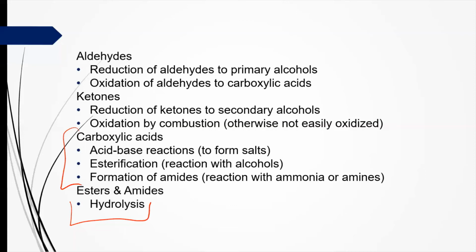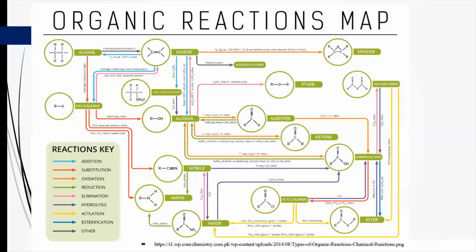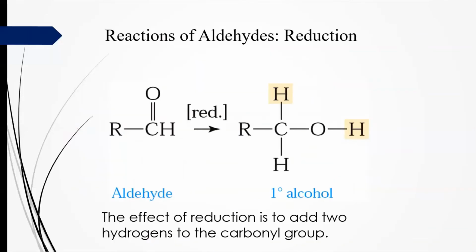Ketones, we're going to talk about how we can turn those into alcohols. We can also talk about when we can combust them as well. And then our aldehydes, we talk about how we can turn those into primary alcohols, or we can turn them into carboxylic acids. And so that's all summarized here. For our aldehydes, if we want to turn them into a primary alcohol, then we need to reduce them.